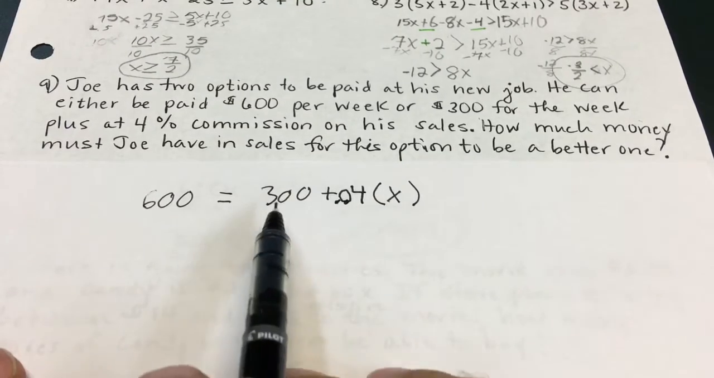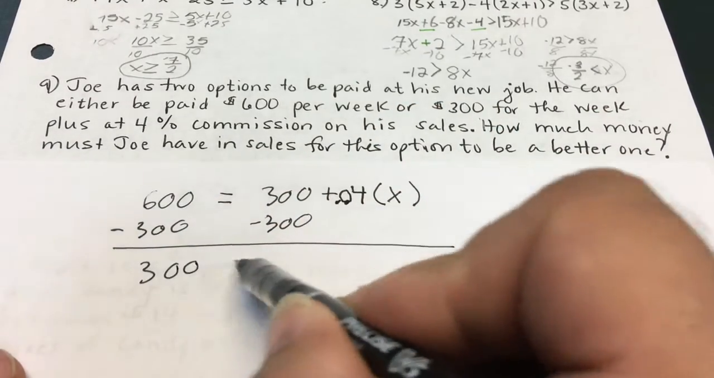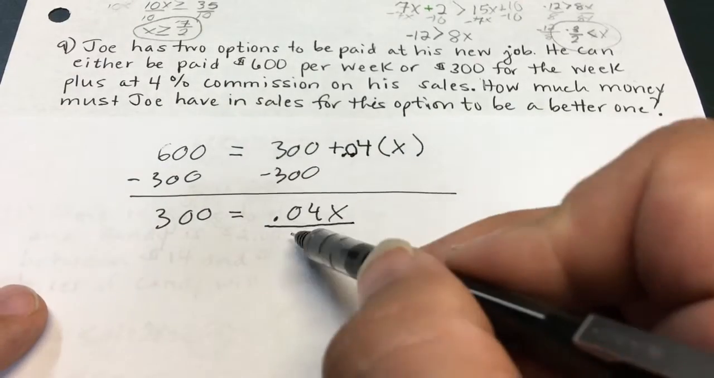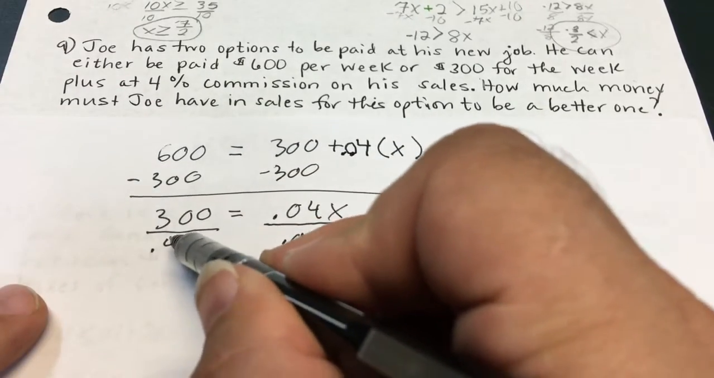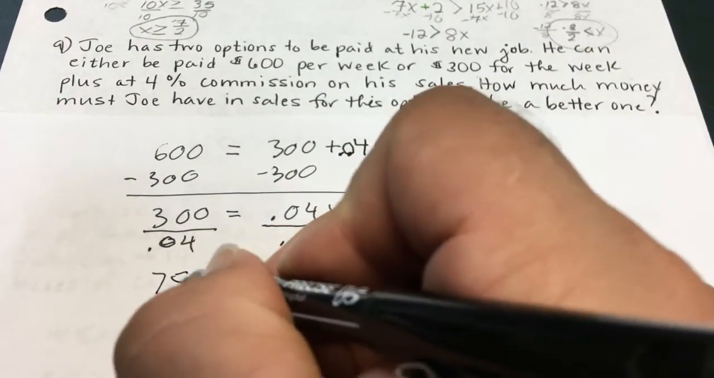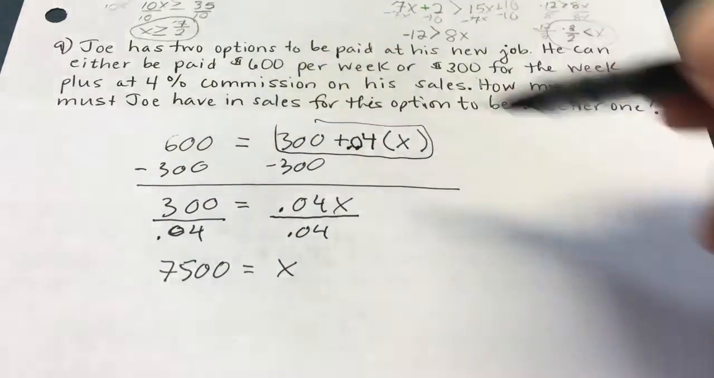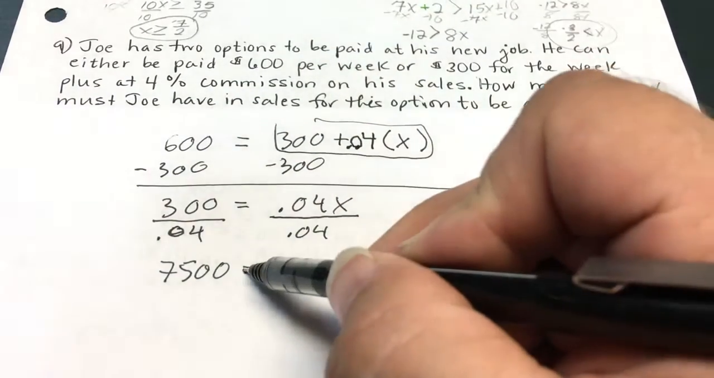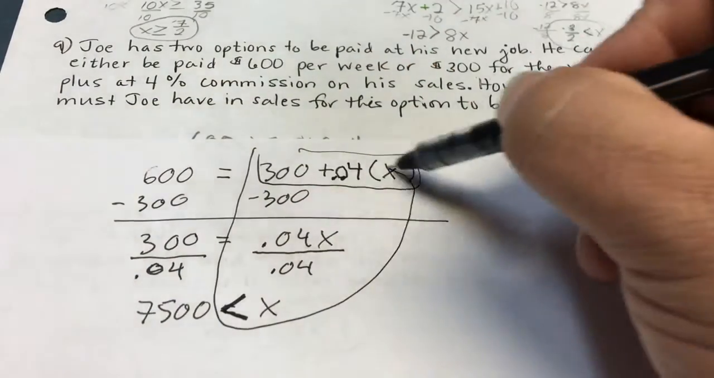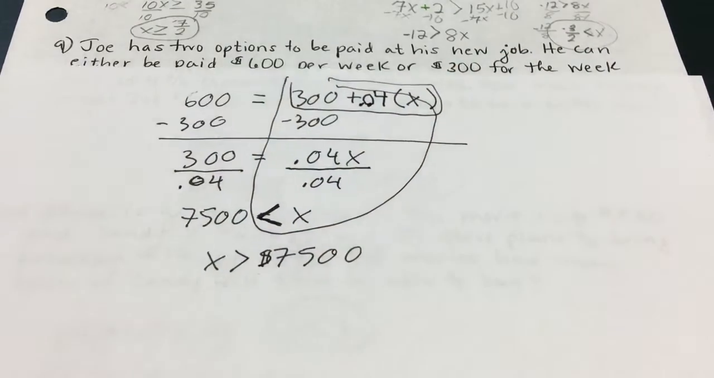So I'm going to solve the equation first. So I'm going to minus 300 from both sides. And this is going to give me 300 equals 0.04x. Now I'm going to divide both sides by 0.04. That gives 7,500. So 7,500 in sales is when they're both going to be equal. So in order for this to be more profitable, he should make more than 7,500 in sales. So you want x to be greater than that amount in order for this side to be more profitable. And you could write it the other way, x is greater than $7,500. His sales has to exceed 7,500.